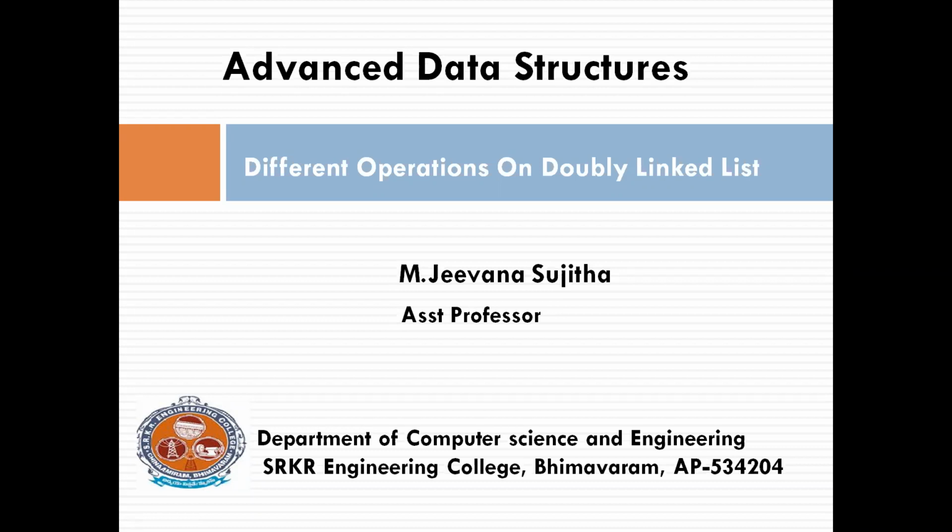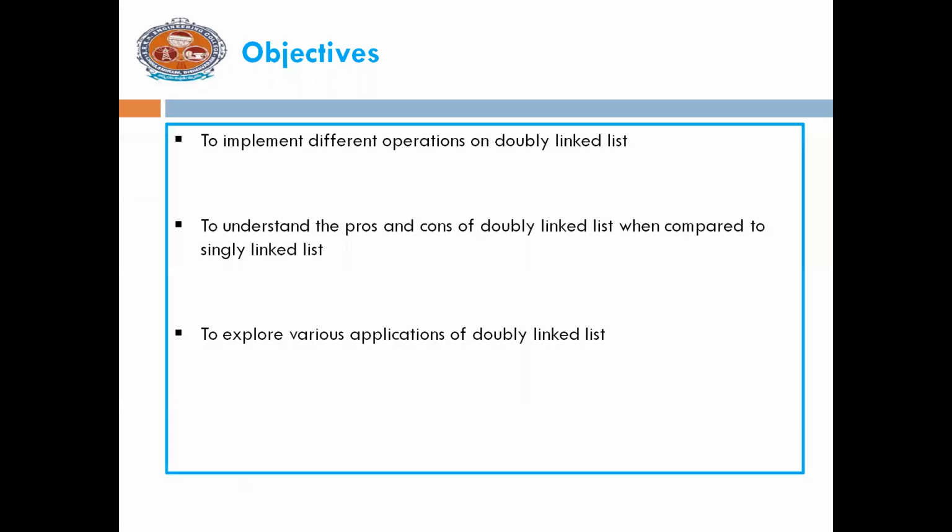Subject: Advanced Data Structures. In this session, I am going to discuss deletion operation in doubly linked list, traversing the doubly linked list in forward and backward direction. What are the advantages and disadvantages of doubly linked list over single linked list? Applications of doubly linked list. Objectives: to implement different operations on doubly linked list, to understand the pros and cons of doubly linked list when compared to single linked list, and to explore various applications of doubly linked list.